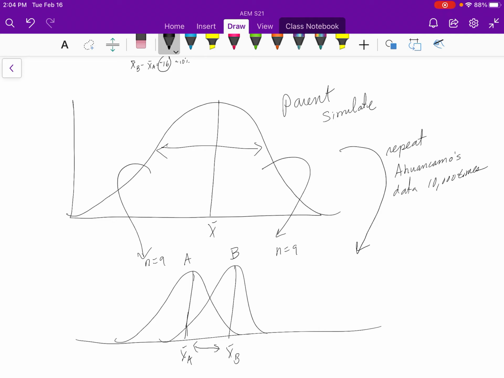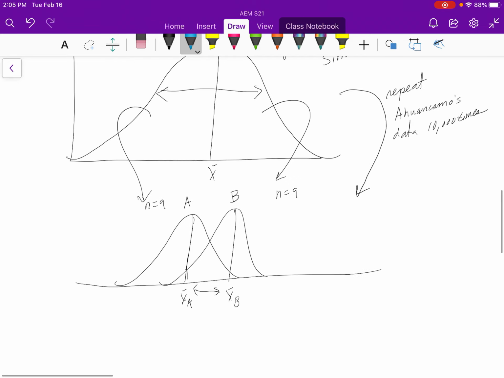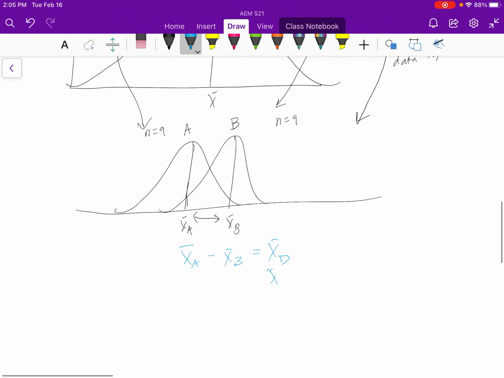So you're going to go back and take 2 samples out of the parent, and then you're going to look at their means, right? You're going to take the 2 samples, and then you're going to find x bar A minus x bar B equals x bar difference, essentially, right? And you're going to look at that difference, and you're going to do that x bar D, x bar D, x bar D 10,000 times.